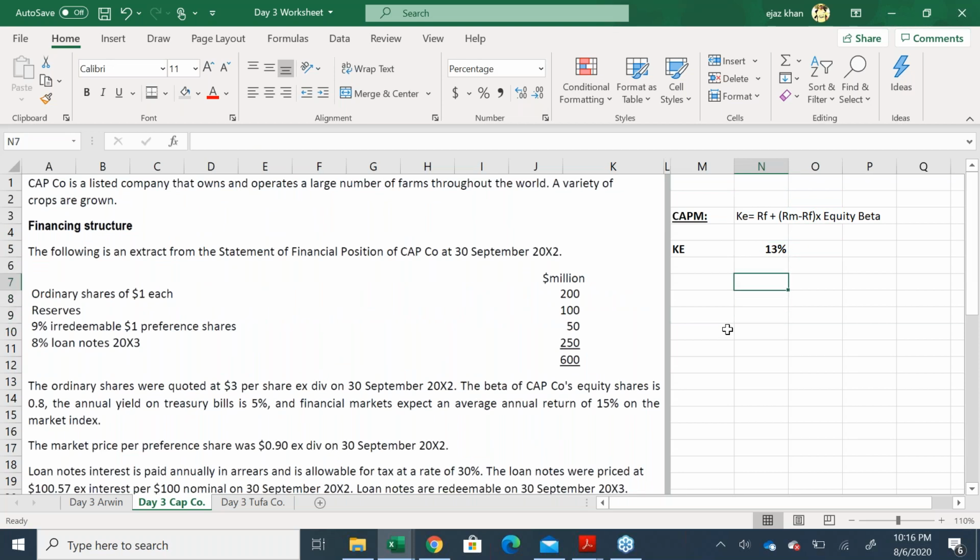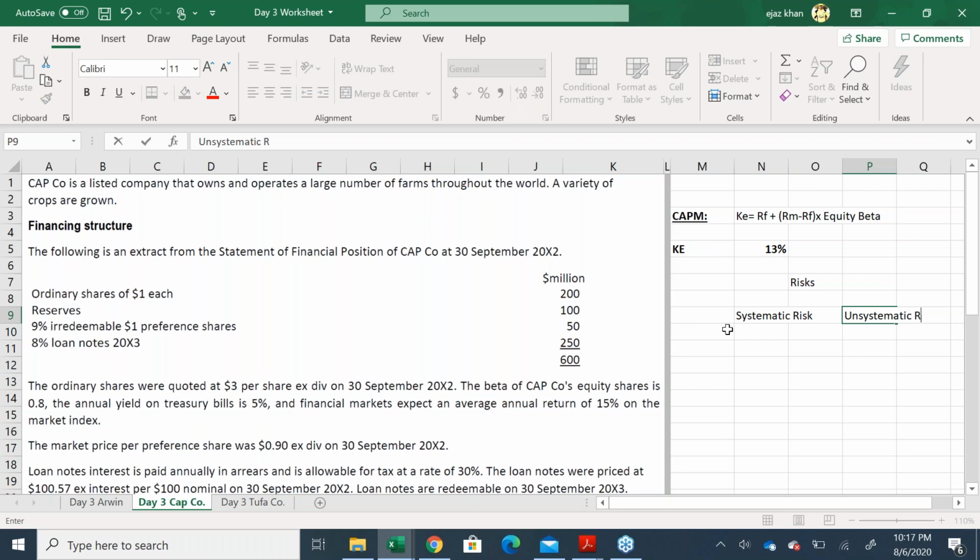Let me now explain it. We have risks in a business. There are two types of risks that a company will face: systematic risk and unsystematic risk. Now I want you people to listen carefully. Systematic risk is also called market risk, the risk faced by the whole market. Whereas unsystematic risk is called company-specific risk, the risk faced by a particular company only.